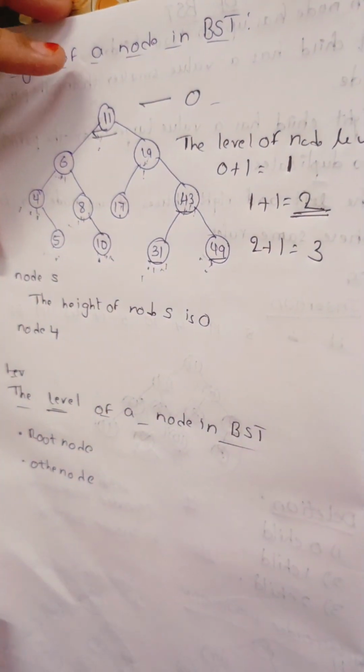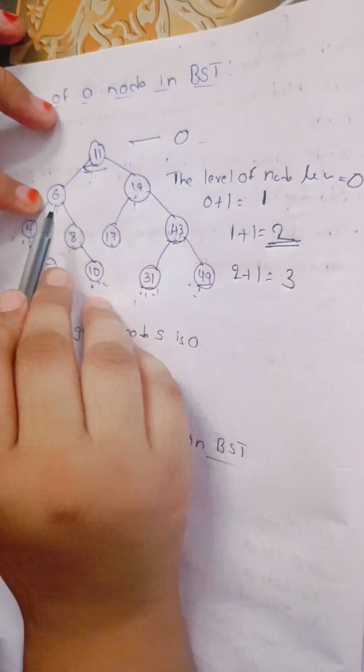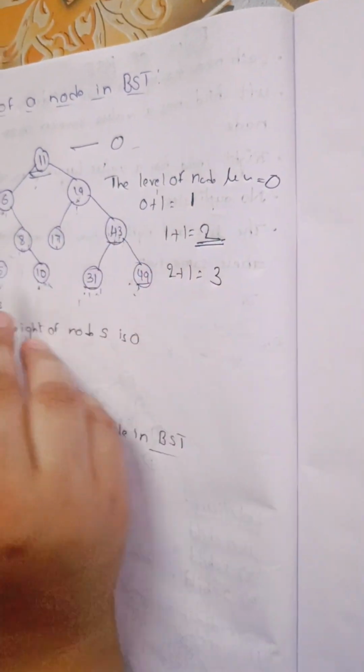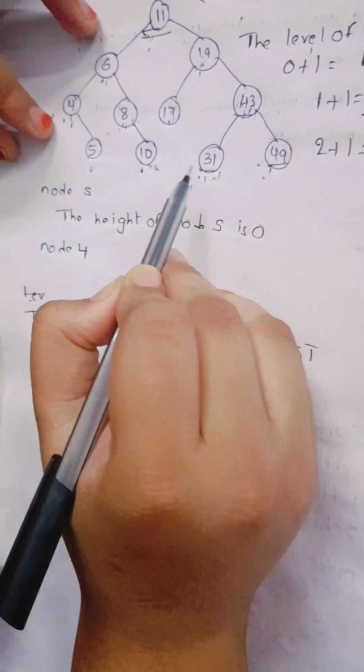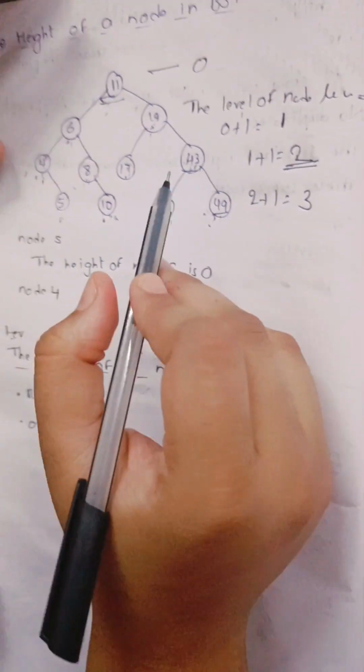So now the final levels are: for node 11 it is 0, for node 6 and node 19 it is 1, for node 4, 8, 17, 43 it's 2, for node 5, 10, 31, 49 it's 3. In this way we can find the level of any node in a BST.